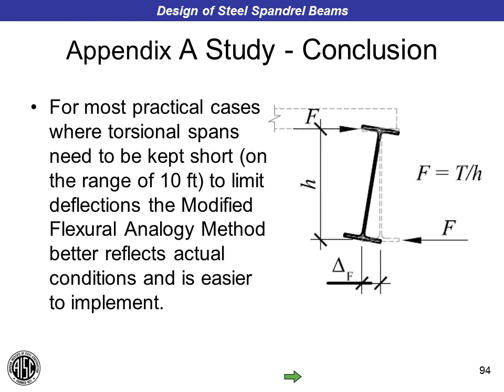So for most practical cases, however, where torsional spans need to be kept short to try to limit the amount of rotation that we have in our facade supports, it is generally practical to use the Modified Flexural Analogy method, and to do that you can extract the forces directly from your analysis software and do some additional post-processing, perhaps in a spreadsheet, to calculate what the twist due to the torsion is and calculate the warping normal stresses and add those to the normal stresses you get from flexure from your analysis software. So we find this is easier to implement for most relatively short spans.